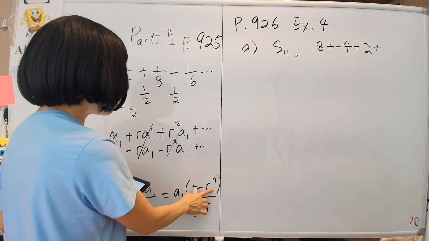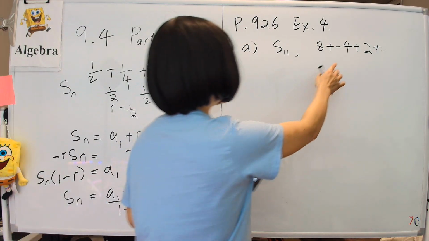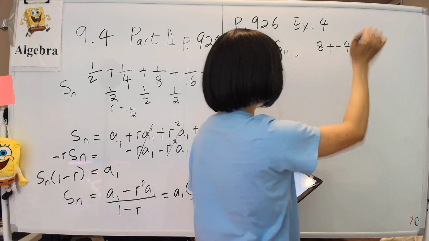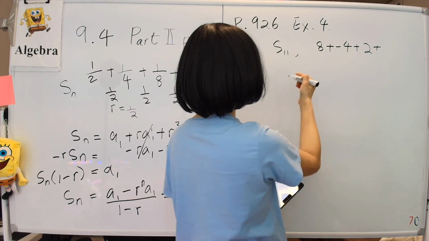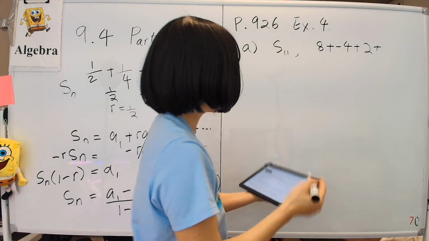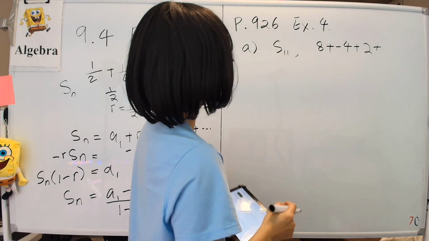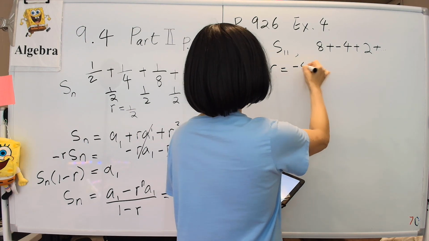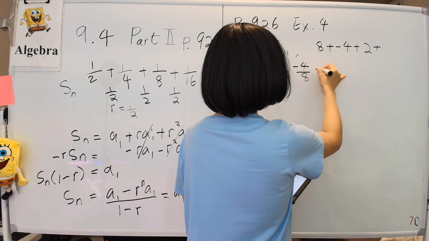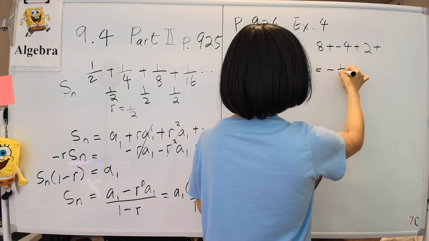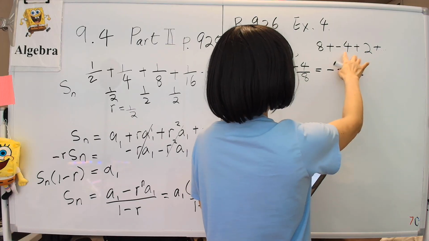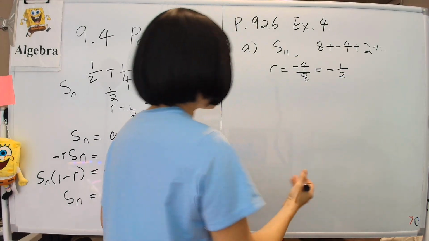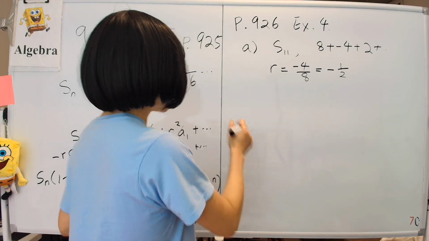What is r? r equals the second term divided by the first term, or the third term divided by the second term. It doesn't matter, it's constant for a geometric series, and we know this is a geometric series because the problem says so. Therefore r is equal to -4 divided by 8, which is -1/2, or 2 divided by -4, which is also -1/2, which checks out.